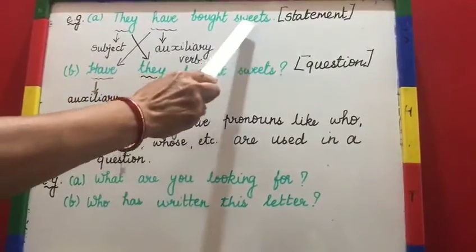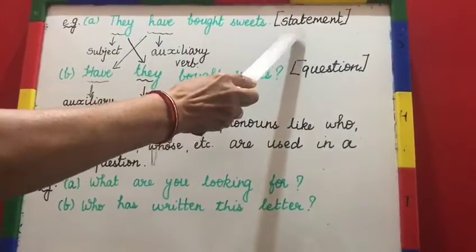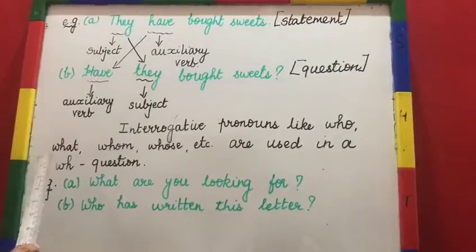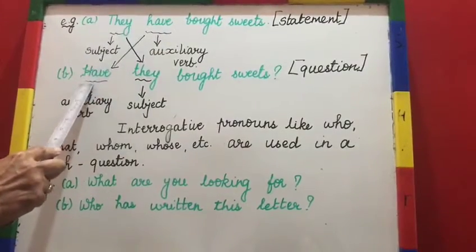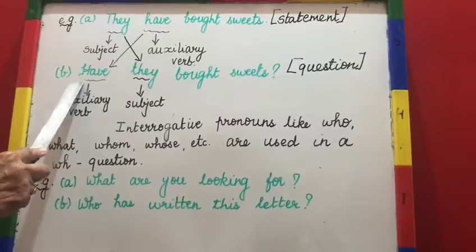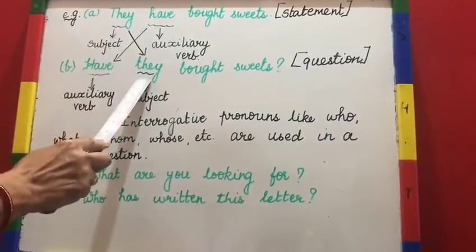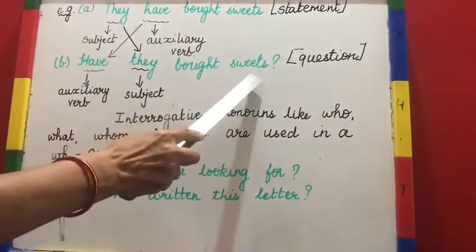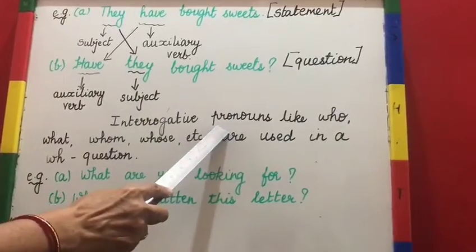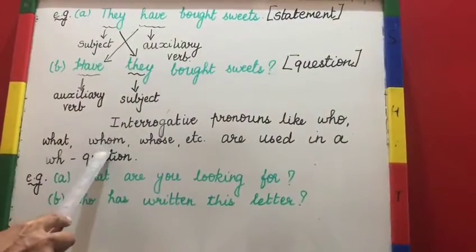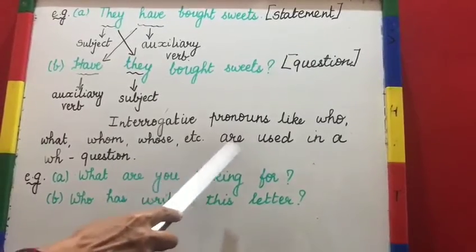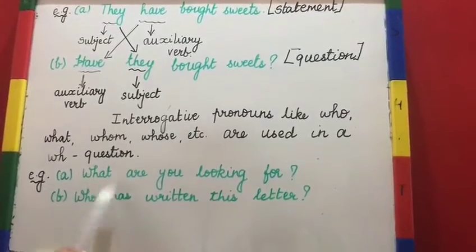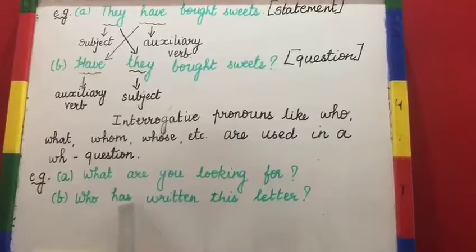They have bought sweets. This is a simple statement. Now, when we change this statement into an interrogative sentence, the auxiliary verb have will come in the beginning of the sentence and the subject they will come after that. So, now the question will be, have they bought sweets? Interrogative pronouns like who, what, whom, whose, etc. are used in a WH type question. For example, what are you looking for? Who has written this letter?